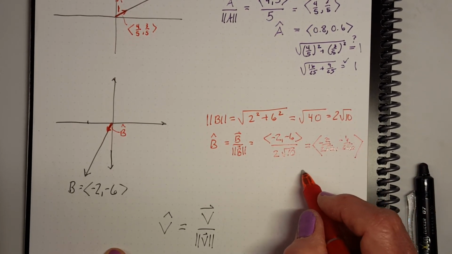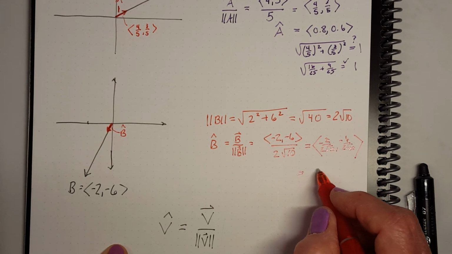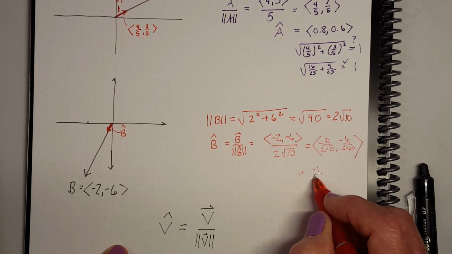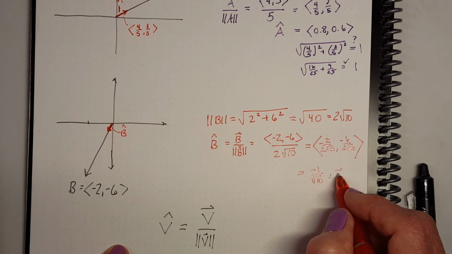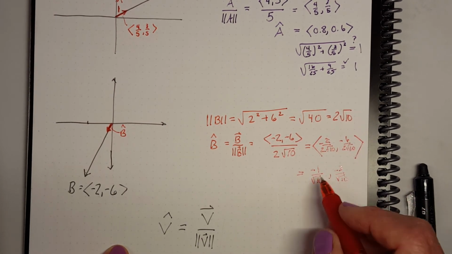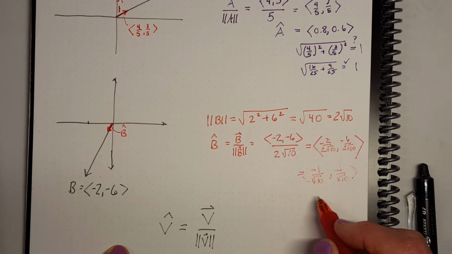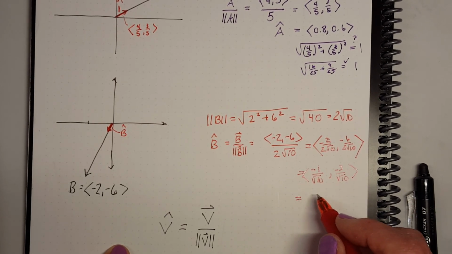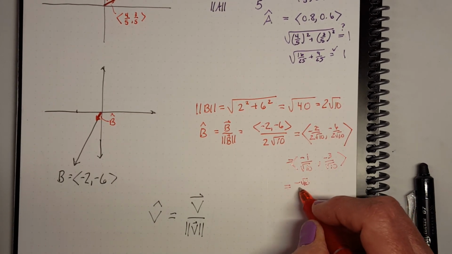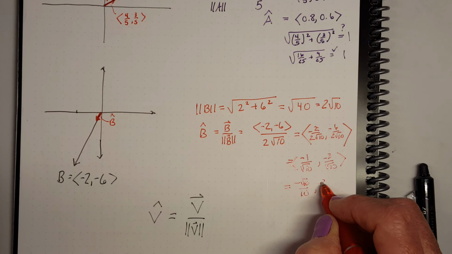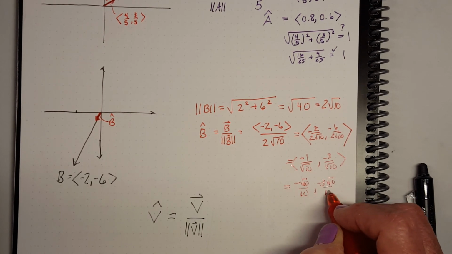And let's clean this up a little. -2 divided by -2, we get -1 over root 10. And -6 divided by -2 is -3 over root 10. And if we rationalize the denominator, the cleanest answer for this one would be -root 10 over 10, -3 root 10 over 10.